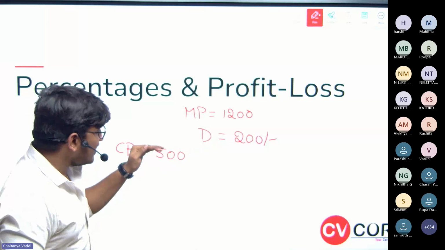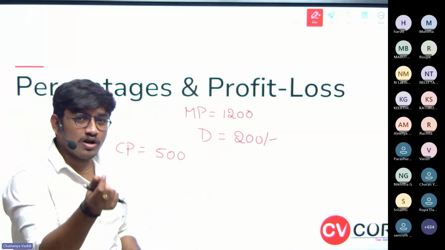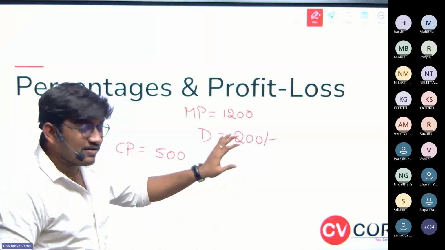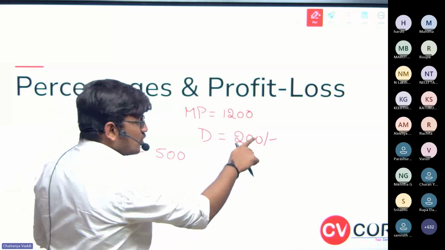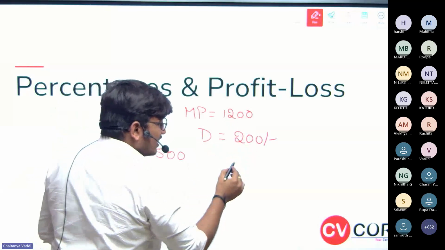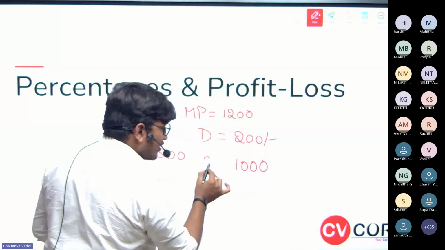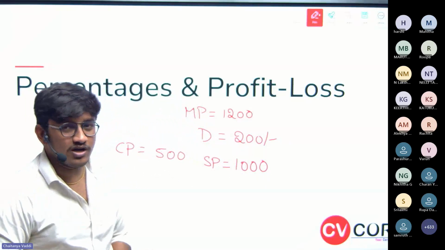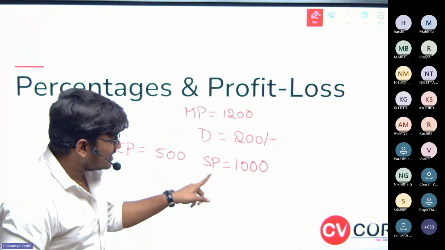After increasing the price from 500 to 1200, I'm giving just a small discount, which is nothing but 200 rupees. Now the customer will get satisfied, at least he got some discount. After giving a 200 rupees discount from 1200, what is the value left? 1000 rupees. This 1000 rupees we call the selling price, the price at which we are selling to the customer.